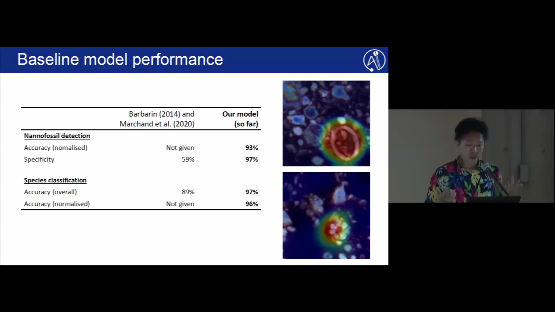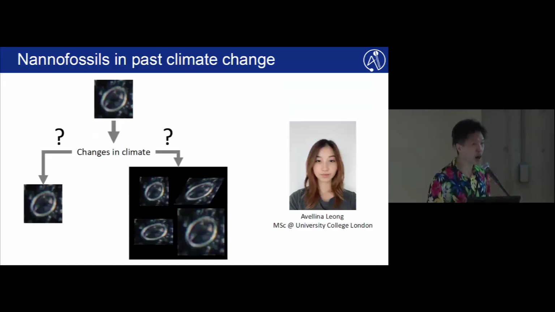So our dataset enables the use of AI by just labeling them, and it also enables another chance of doing research. For example, here's one of the works that my master student, Evelina, a very smart student, is working on. We use the datasets that we collect to study what the climate change is related to the nanofossil itself.